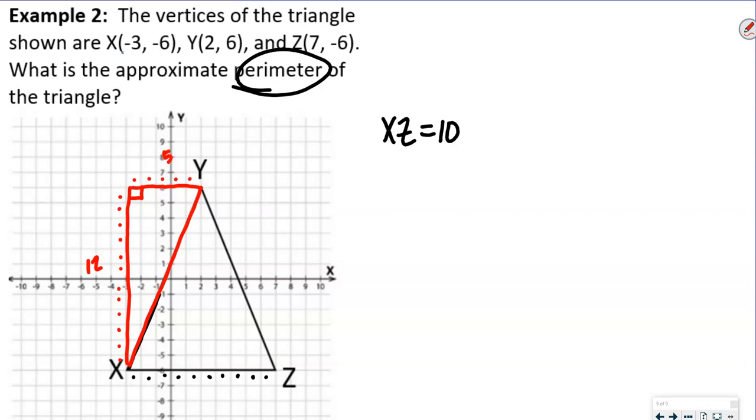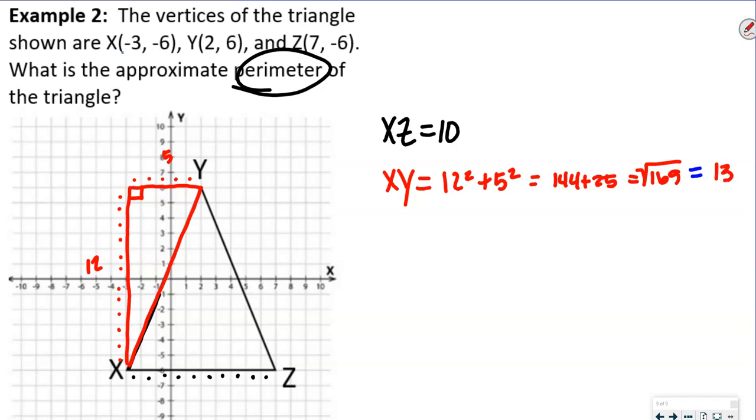So to find x, y, we're going to do 12 squared plus 5 squared. That's 144 plus 25. That's 169. And then we're going to take the square root of 169, right? So when we do that, we get that this equals 13. Okay? So it looks to me like it's an isosceles triangle, but let's check it just to make sure.